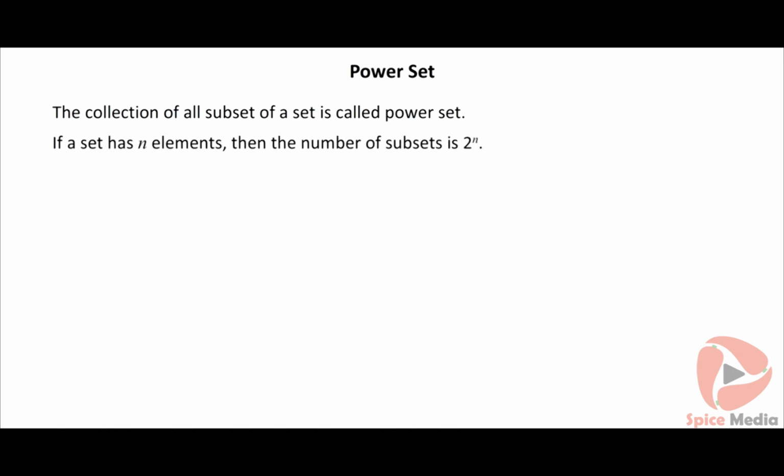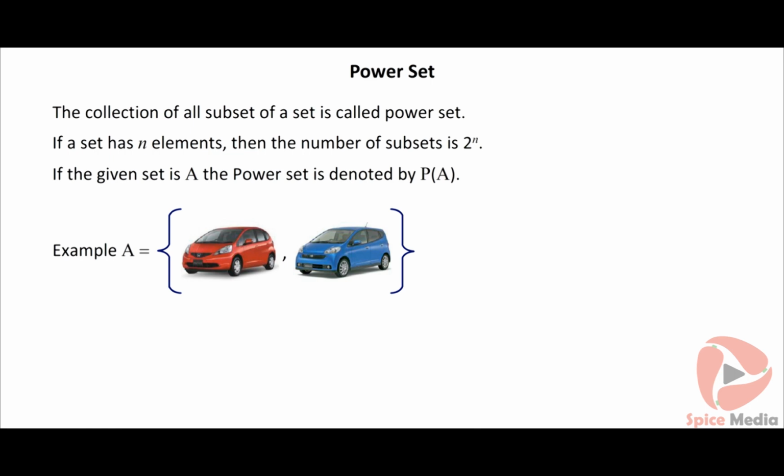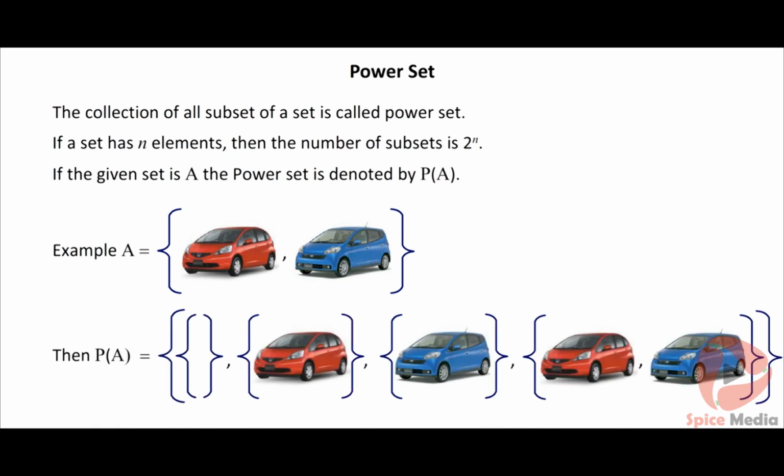Power set. The collection of all subsets of a set is called the power set. If a set has n elements, then the number of subsets is 2 to the power n. If the given set is A, the power set is denoted by P(A). For example, consider the set A of 2 cars. Then, P(A) is as shown here.